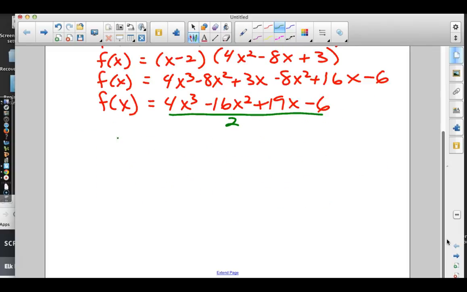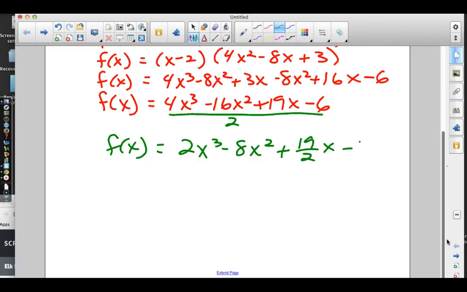But now I need to get that leading coefficient of 2, which means I just need to divide everything in this function by 2. So f of x would equal 2x cubed minus 8x squared plus, a little bit awkward there, we'd have a fraction in here, 19 halves x minus 3. But that's exactly what we do. We build the polynomial up with the zeros that we have. And then at the end, do division to get whatever leading coefficient that we need.